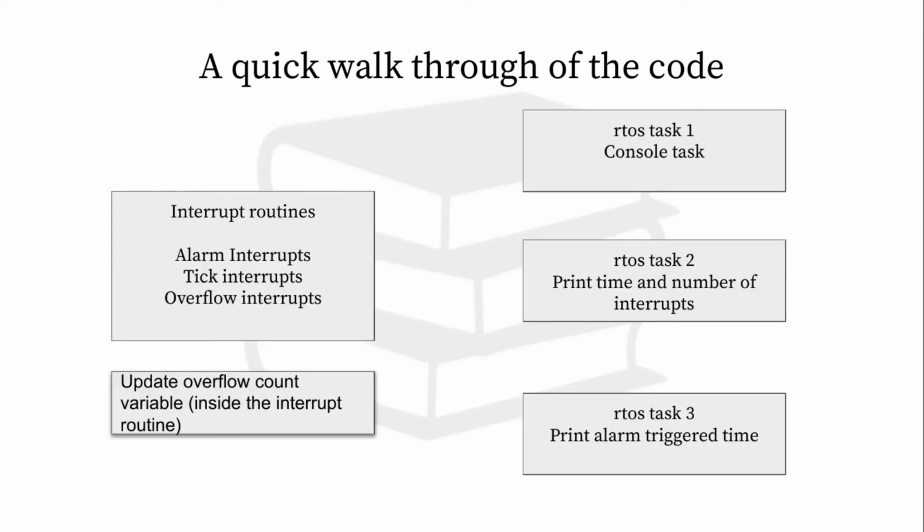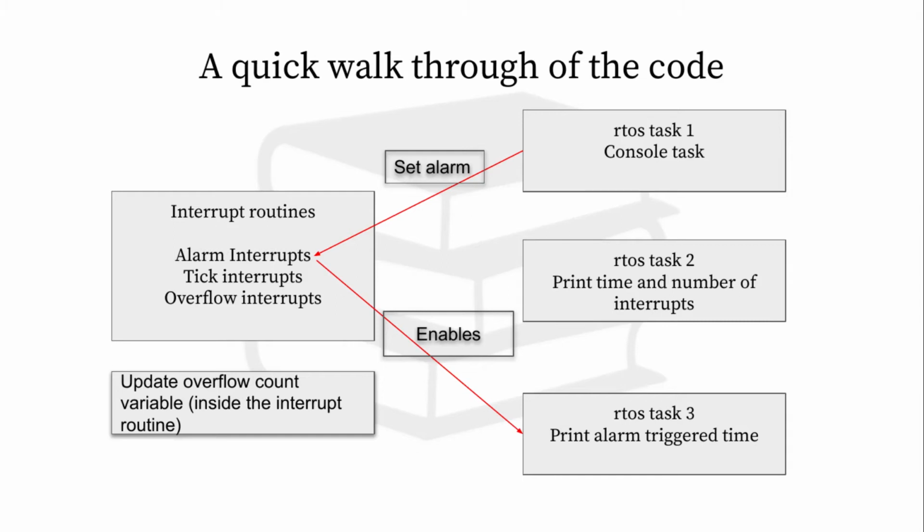Here's a more graphical overview of the code. So we got our tasks and our alarm interrupts. The first task waits for an input from the user to set an alarm interrupt. Once the alarm is set and the alarm interrupt is called, it enables task 3, which prints out the alarm interrupt time. Then, for every tick interrupt, it wakes up and enables task 2, which just prints the time out and shows the number of interrupts that have occurred. Finally, in the case of a timer overflow, it updates the timer overflow variable in the interrupt routine itself, as it is a rather trivial task.